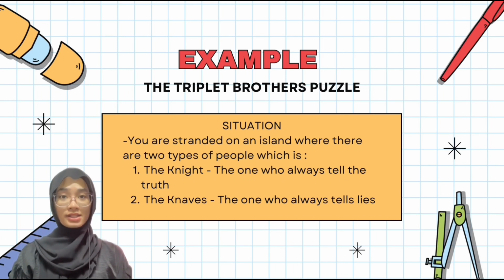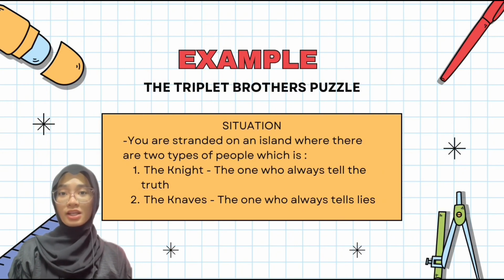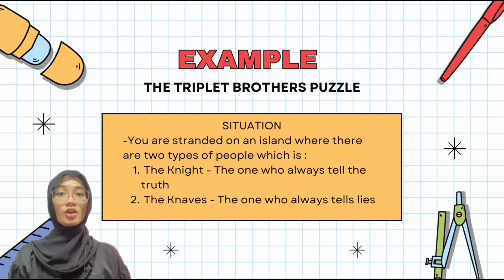I will present an example of logical reasoning using a famous puzzle called the Triplet Brothers Puzzle. This puzzle helps us understand how logic can be used to identify who is telling the truth and who is lying. Instead of guessing, we solve it step by step using logical deduction. Let's start with the situation.